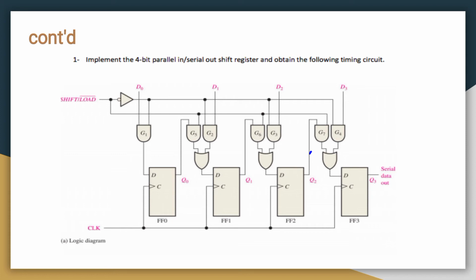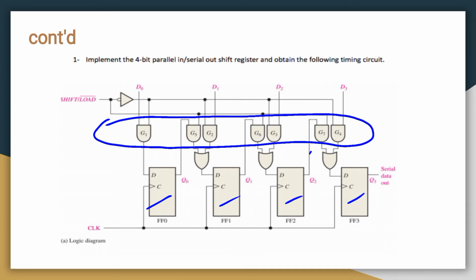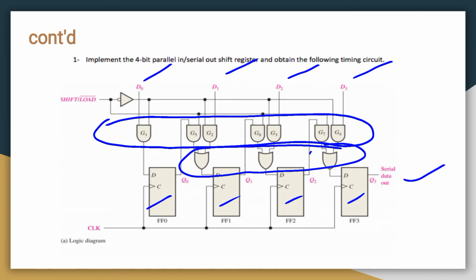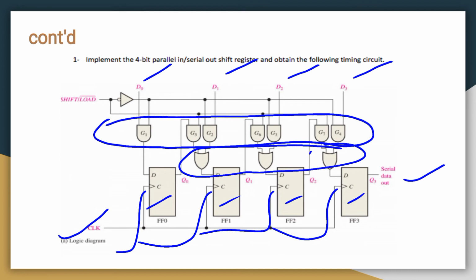Here we are going to use 4 D flip-flops, this one. Then we are going to use AND gates and OR gates, with 4 inputs in a parallel manner and 1 output in a serial condition. Next we are going to apply the clock at the same time. So this is the figure explanation.